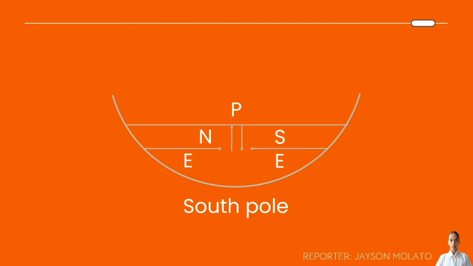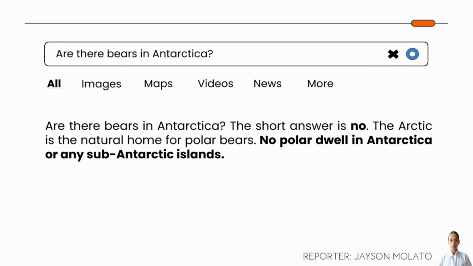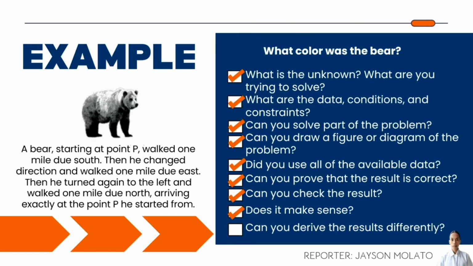After figuring it out at the South Pole, it makes sense, and it came up with the same result. Let's search again on Google if there are bears in the South Pole, or let's just search, are there bears in Antarctica? We can verify the result: for the South Pole or Antarctica, the result says that there are no bears there. What's the color of the bear? Of course, white.